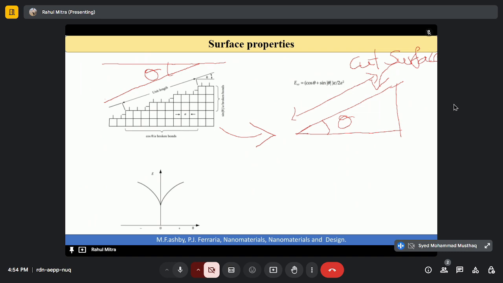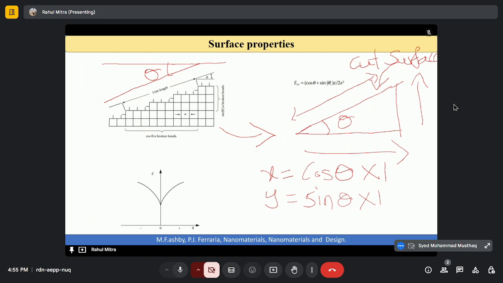If this is my x-axis and this is my y-axis, and I resolve the unit length into the two axes, then x will be cos theta multiplied by 1, and y will be sin theta multiplied by 1. So x is cos theta and y is sin theta.